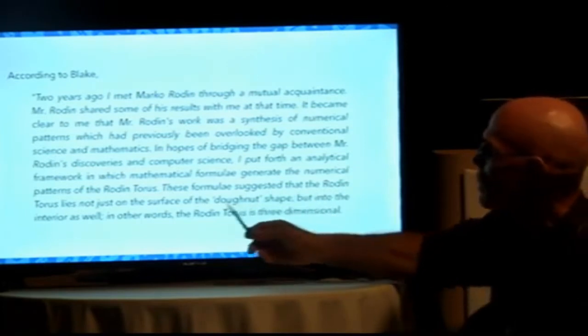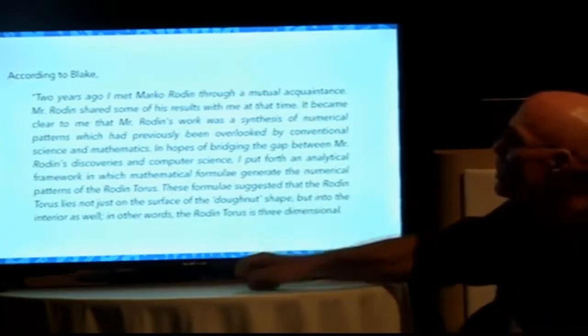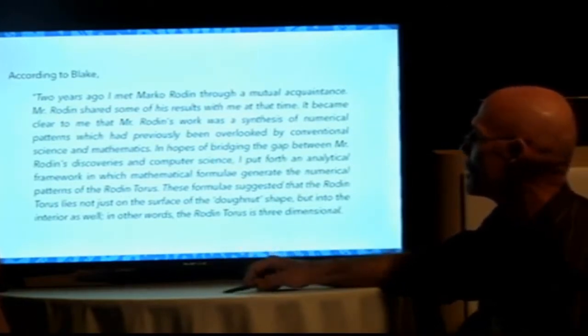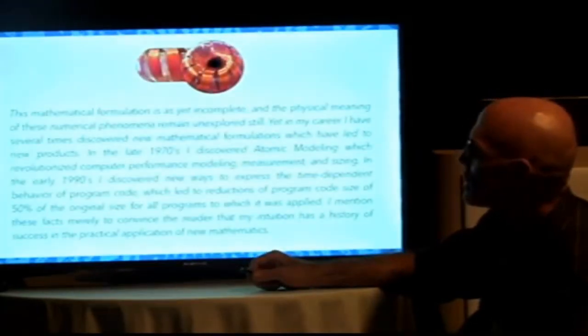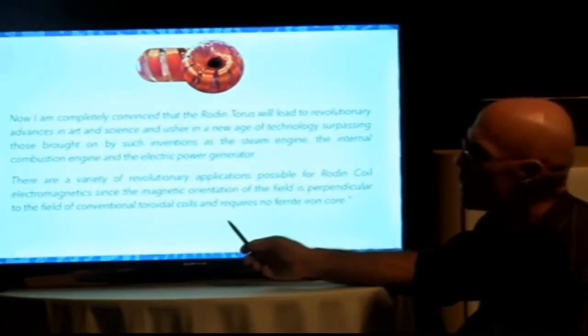He did the work. He discovered that my work was into the interior as well. In other words, the rodent torus is three-dimensional. We'll go quick. Next, please. I share these endorsements. He goes on, he discovered atomic modeling. Now he says I wanted you to go that quick. I do want quick. Okay.